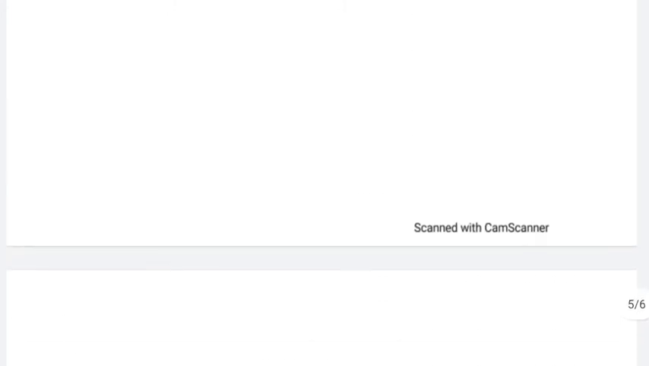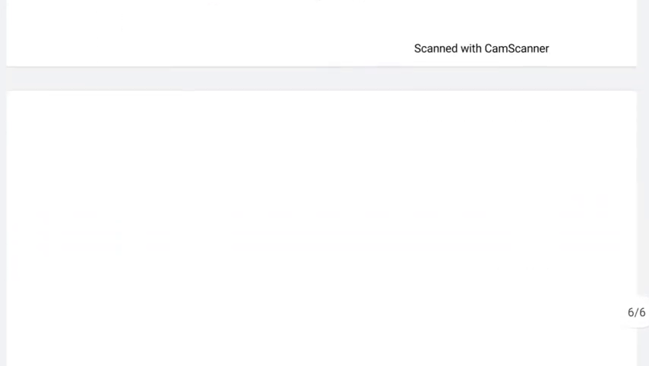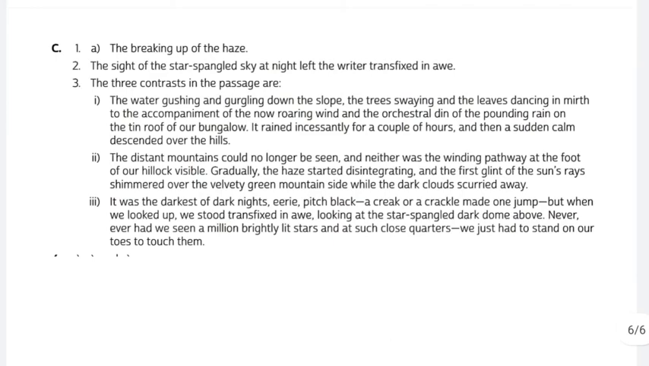Okay, children. And the second question would be, what did the haze do to the surroundings? What happened when it lifted? And here is the paragraph. The distant mountains could no longer be seen, and neither was the winding pathway at the foot of our hillock visible. Gradually, the haze started disintegrating, and the first glint of the sun's rays shimmered over the velvety green mountainside, while the dark clouds scurried away. So, this would be the paragraph.